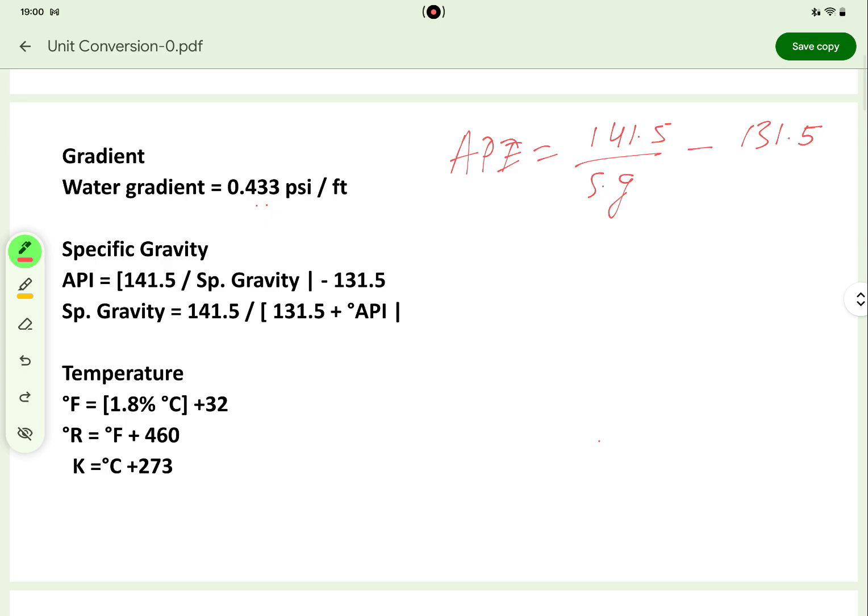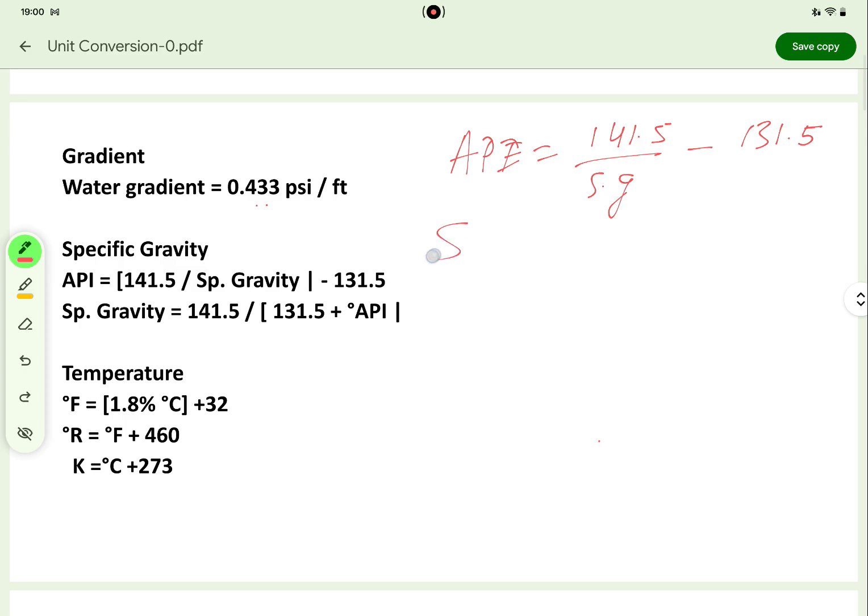So we are not going to jump into that part of the discussion, what the value of API will be for heavier or lighter. If the API value is greater than 30, then it will be a lighter crude oil. If the API is between 10 to 15, I think it is heavy crude oil, and if it is in between, there will be medium crude oil, right?